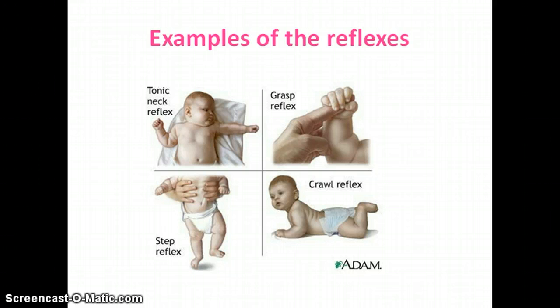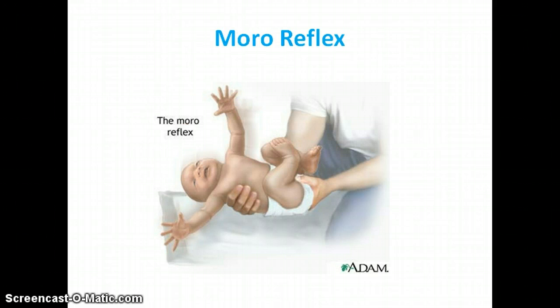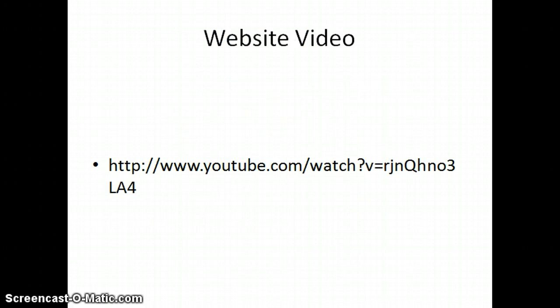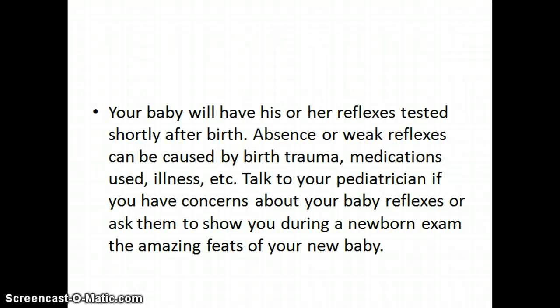At the end of this PowerPoint, I just added some different pictures that show the different reflexes that we went over in the previous slides, and also the Moro reflex. When I was researching to do this PowerPoint, I found this video about different infant reflexes on YouTube, and I attached the link so that you can go to that.